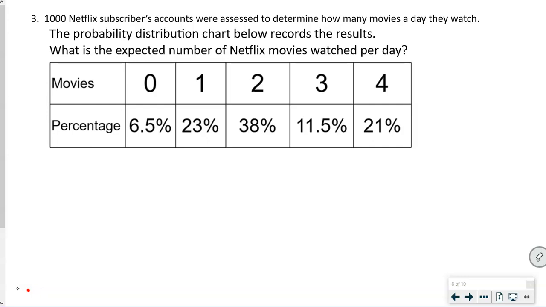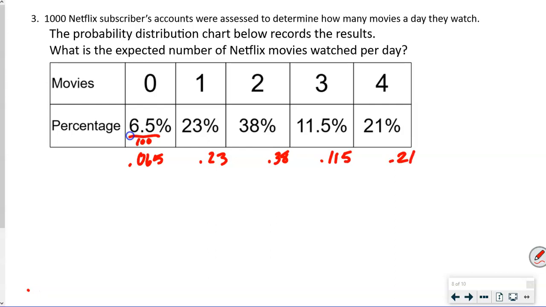And if you don't remember how to do that, we're going to actually divide each of these by 100. Okay, so this is going to be 0.065. This is going to be 0.23. This is going to be 0.38. This is going to be 0.115, and this is going to be 0.21.